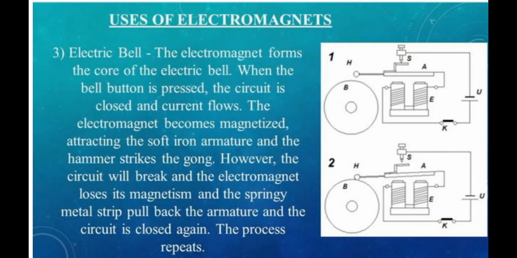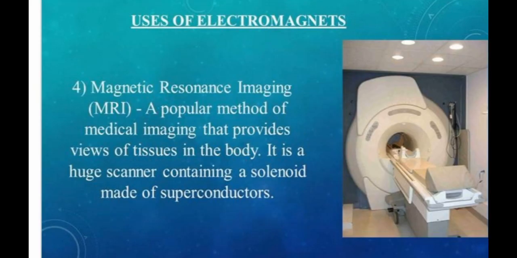In the first picture, the hammer is not hitting the gong. In the second picture, the hammer is hitting the gong. So this is how the electromagnet is used in electric bells. The next use is about MRI, magnetic resonance imaging.